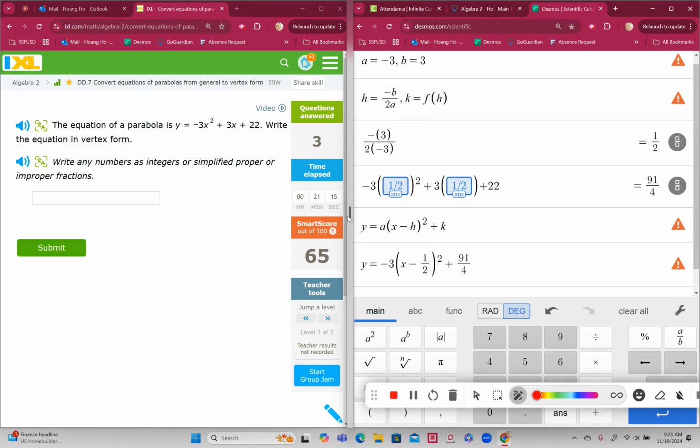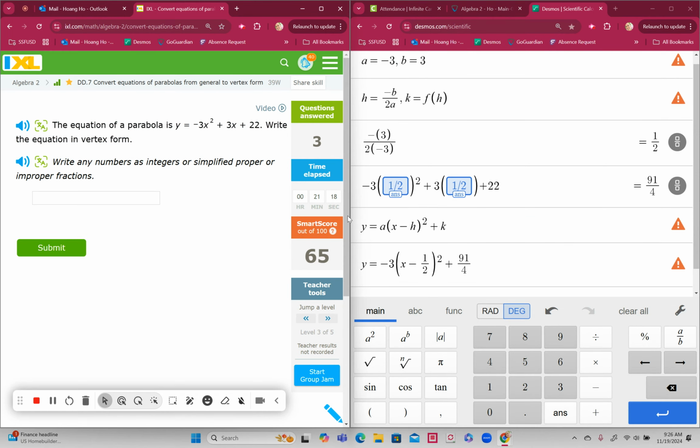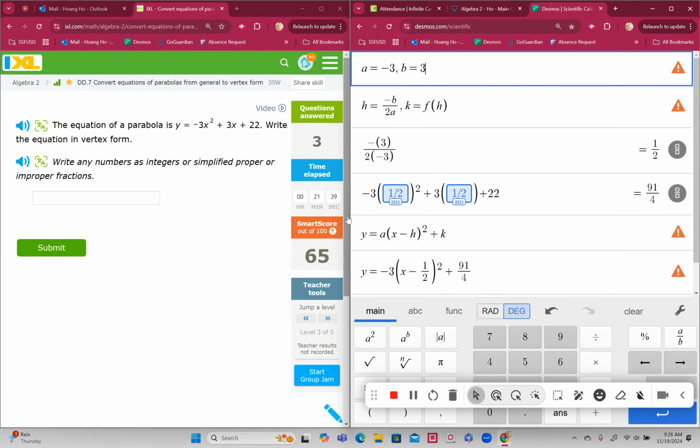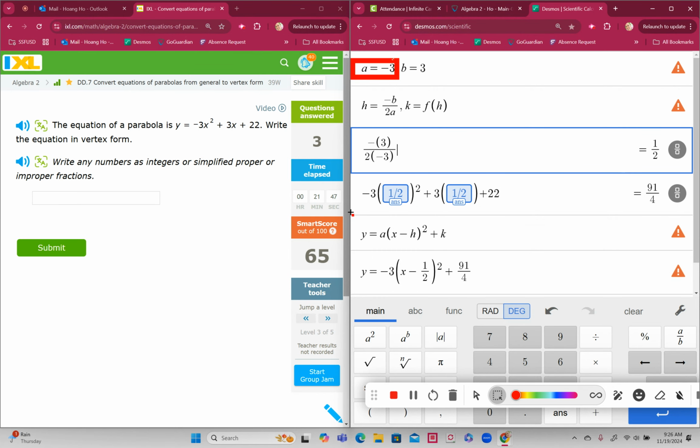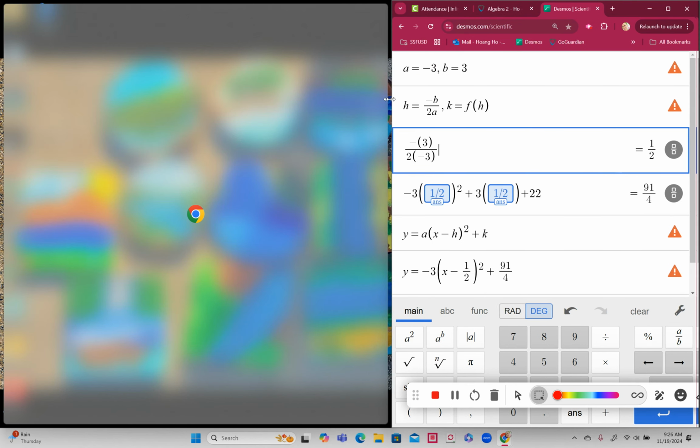So you can see we have here's your standard form: y equals ax squared plus bx plus c. So a equals negative 3, b equals 3. On my calculator side over here, I put it in right there. A equals negative 3. And now b equals 3 right there. So I substitute in my equation.